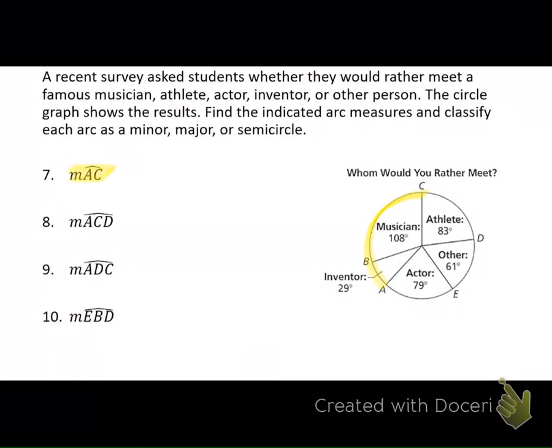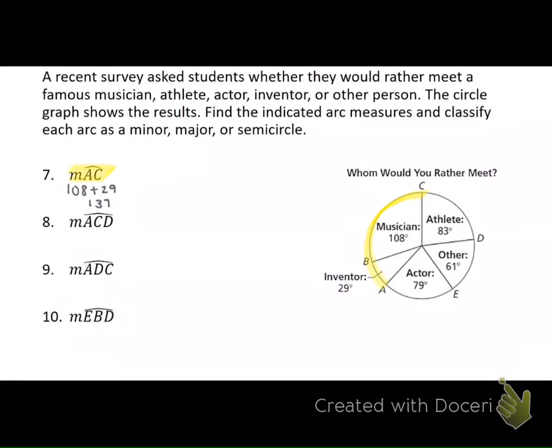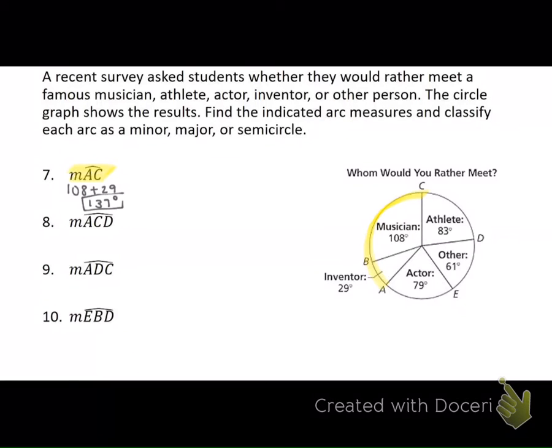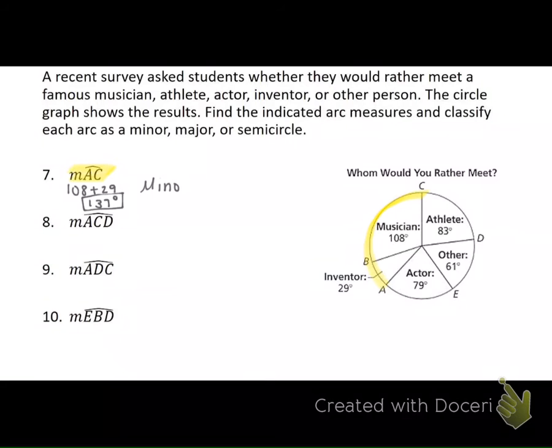So Hayden, how can I find that? 108 and 29. So that's 137 degrees. Did I do that right? Carmichael, is that a major or a minor arc? Minor. All right, it's not a semicircle because it's not 180 degrees.